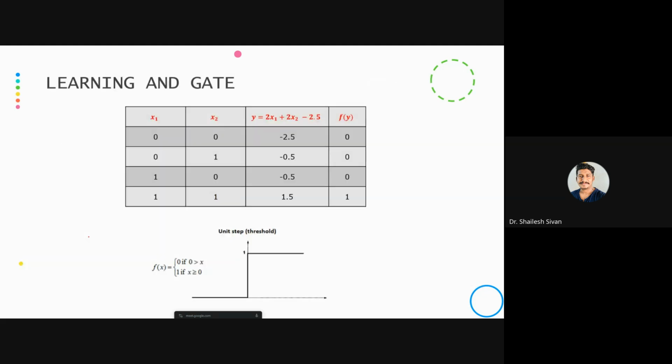Finally, one more thing. On giving these particular inputs to this equation of the hyperplane, you get answers like: for 0 0 it is minus 2.5, for 0 1 it is minus 0.5, for 1 0 it is minus 0.5, and for 1 1 it is 1.5. But the desired output is actually 0 0 0 1. So after getting this output from the perceptron, I pass it through a function f. The peculiarity of f is that all values greater than 0 get mapped to 1, and all values less than 0 get mapped to 0. So minus 2.5, minus 0.5 and minus 0.5 get mapped to 0, and 1.5 gets mapped to 1, and finally you get the same output as that of the AND gate.